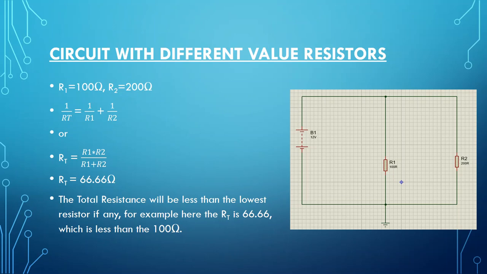So we know that in parallel circuits the total resistance is less than the lowest resistor. For example, here the lowest resistor is 100 ohm, so the total resistance will be less than this 100 ohm. So this is the universal formula for parallel circuits.